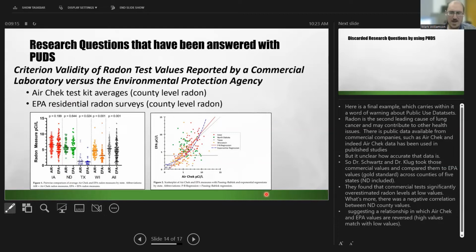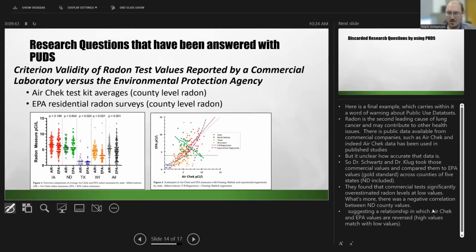What's more, it's kind of hard to see here. I'll see if I can draw a little bit. For North Dakota, they were the green squares. There's actually a negative correlation between the values. So these lines are plotting the overall trend, but if you just looked at North Dakota, it probably looks something like this. So what that means is the relationship with AirCheck and EPA values were reversed.